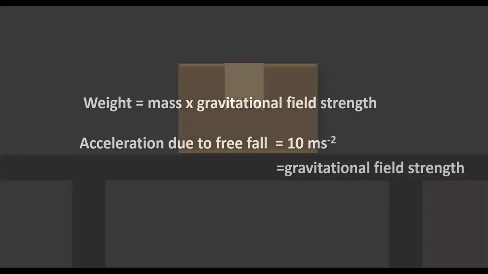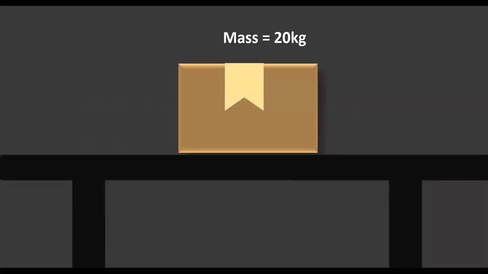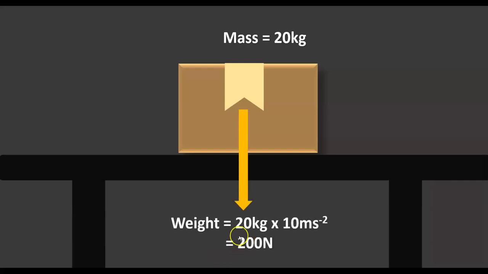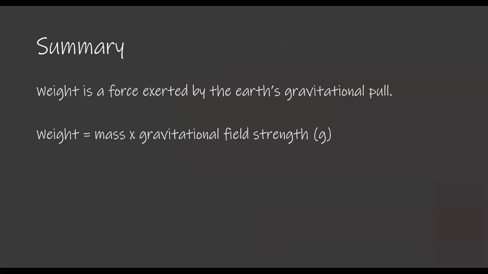Hence, if you are told that an object has a mass of 20 kg, then its weight would be 20 times 10, which is equal to 200 Newton. In summary, weight is a force exerted by the Earth's gravity on the object, and its magnitude is given by mass times gravitational field strength, which is also the acceleration due to free fall.